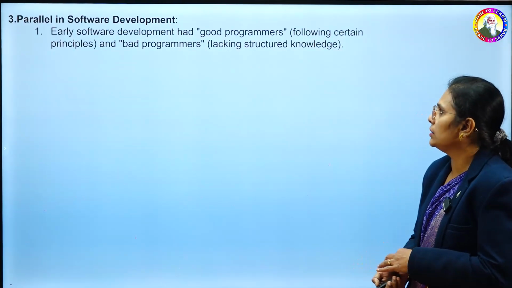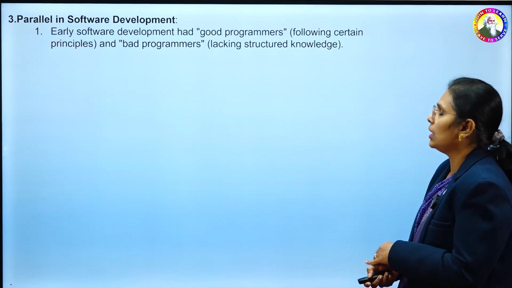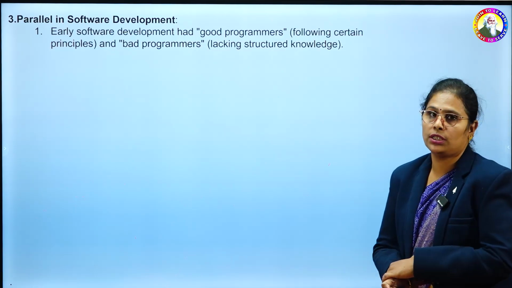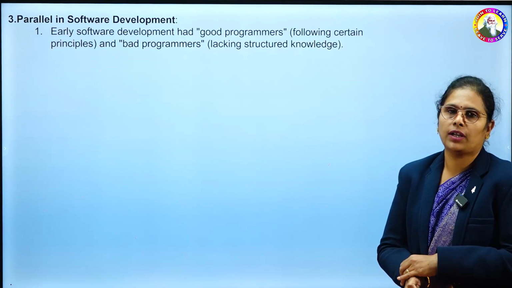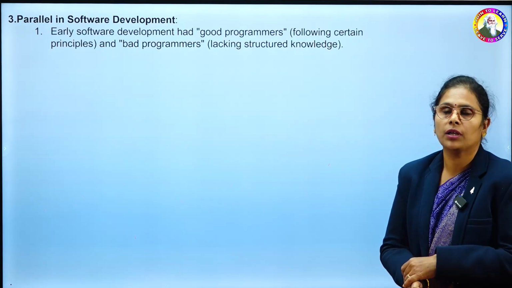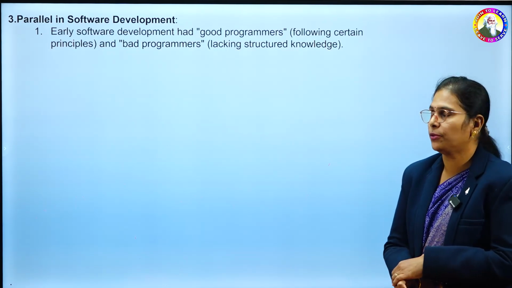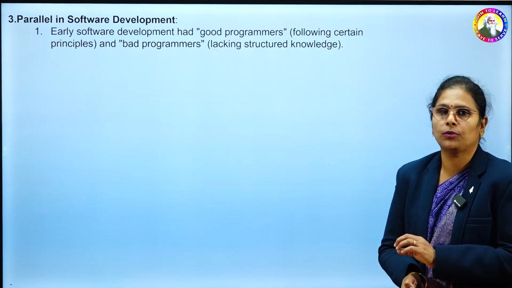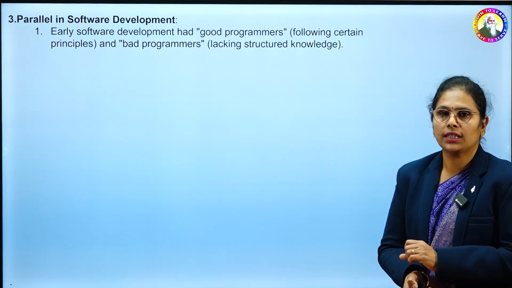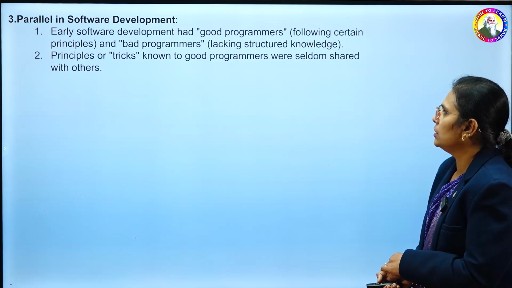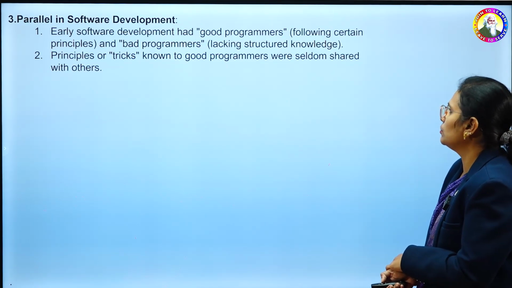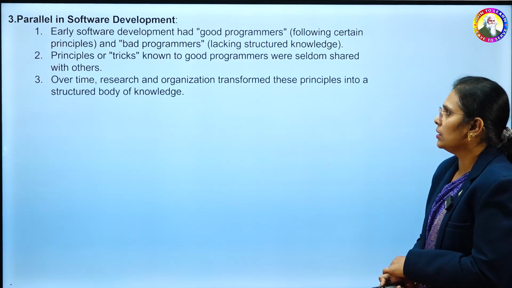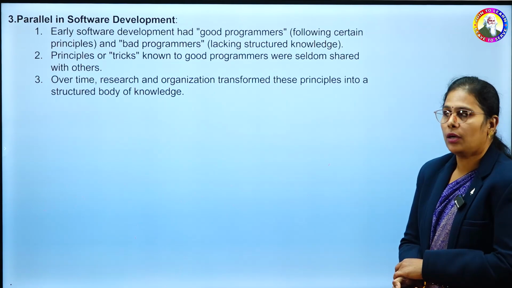Now, coming to the parallel in software development, early software development had, as I told you, good programmers following certain principles and bad programmers lacking structured knowledge. Good programmers are the deciding factors who decide how to write the program, how to conclude the program, and how to execute the program. Bad programmers do have knowledge, but they lack the knowledge of how to structure the program, how to document the program, and how to utilize the program. The principles or tricks known to good programmers were seldom shared with others. They have the knowledge, but they very rarely share the tricks with the upcoming or new programmers.